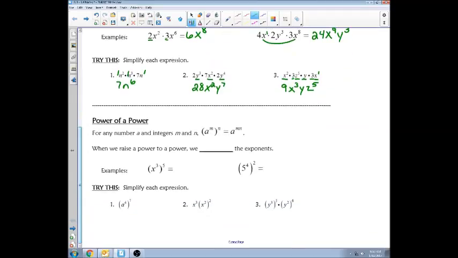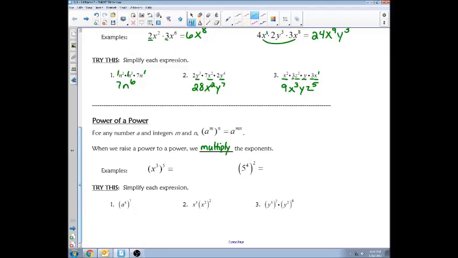Okay? A power of a power. For any variable a and integers m and n, just means any numbers for m and n, if I have a raised to the m power, that whole thing is raised to the n power, then I'm going to multiply m and n. So when we raise a power to a power, we will multiply the exponents.